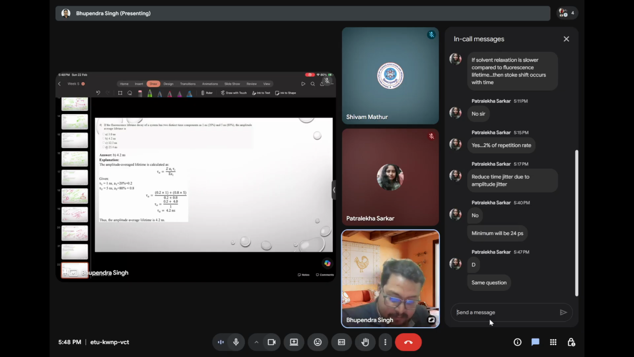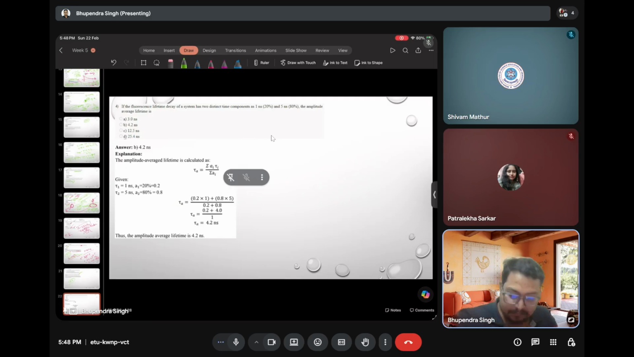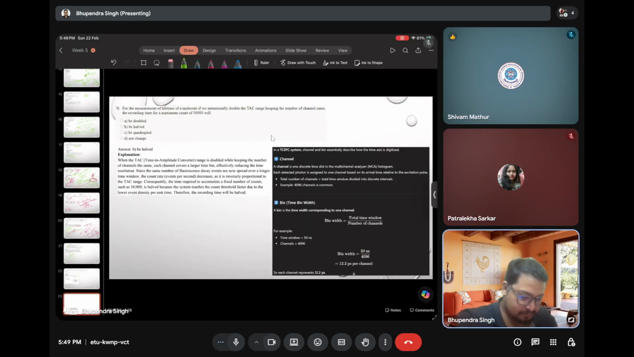If the fluorescence lifetime decay of a system has two distinct components, 1 nanosecond and 5 nanosecond, with amplitudes 20% and 80%, the amplitude average lifetime. This is kind of the same question, and the explanation is also given here. Is it okay with you, Patlekha, Shivam, both of you? Same, I guess. I've solved this question in this class only. Okay, moving on to the next question.